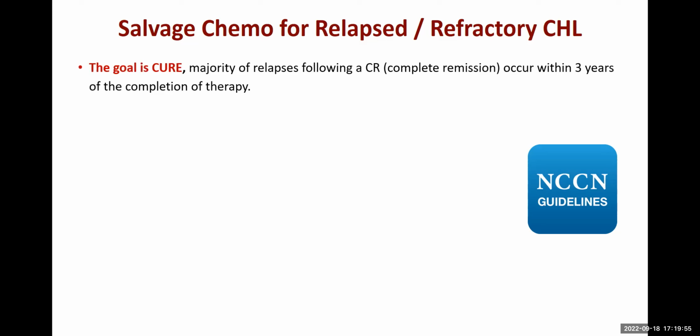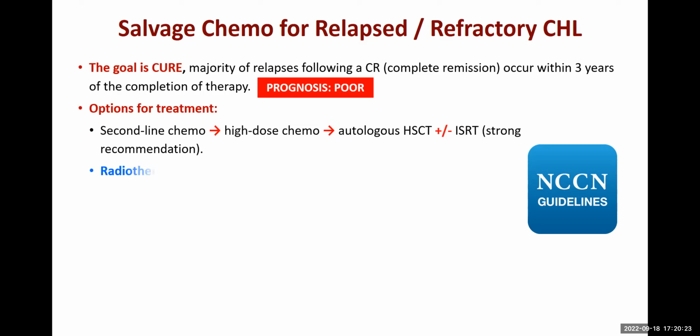So the goal is cure. Majority of relapses following a complete remission occur after completion of the therapy. But the prognosis is poor because the disease is now more resistant to therapy, okay? And basically chemotherapy fails because the cells have so many mutations that they are resistant to treatment, okay?